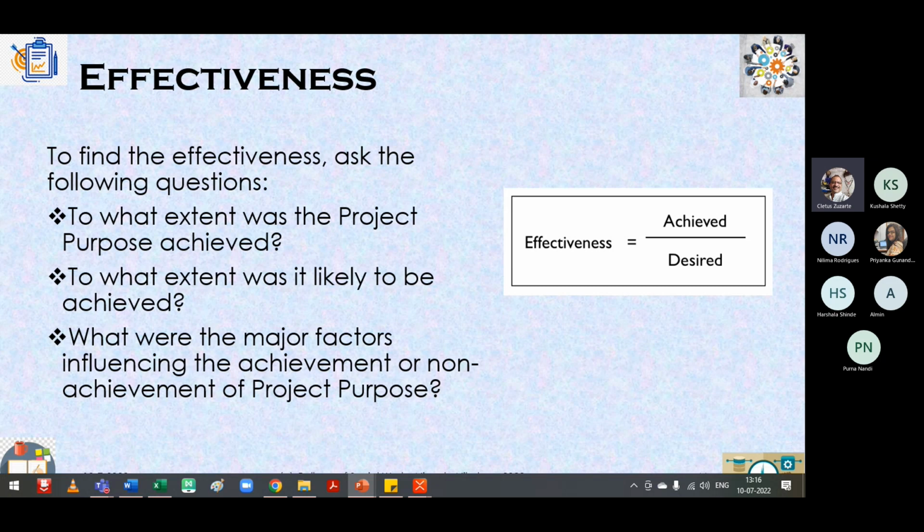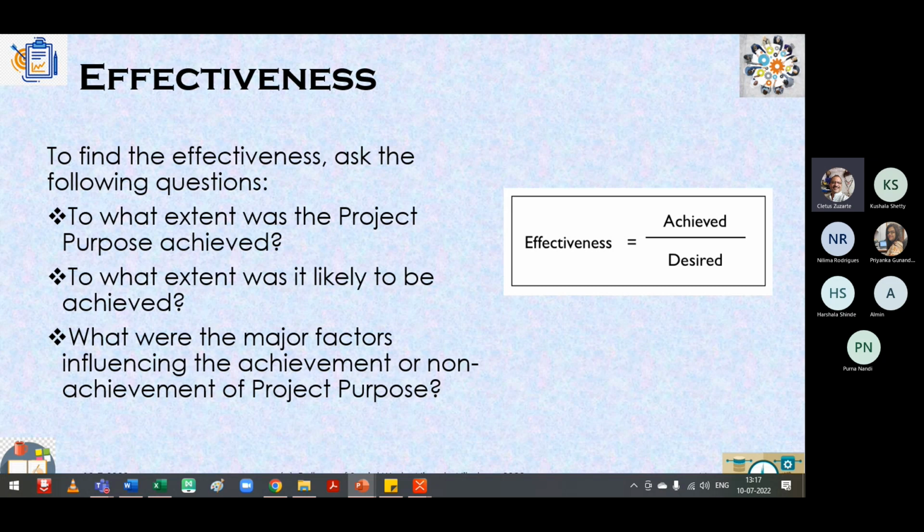So to what extent was the project achieved? To what extent was it likely to be achieved? What are the major factors influencing the achievement or non-achievement? So what you're looking at in effectiveness is how effectively it had been carried out with resources, money, persons, time. So these are the indicators that will tell you how effectively.